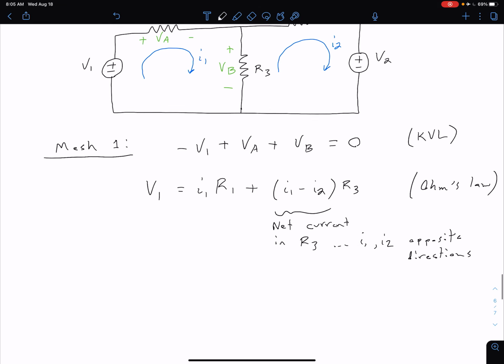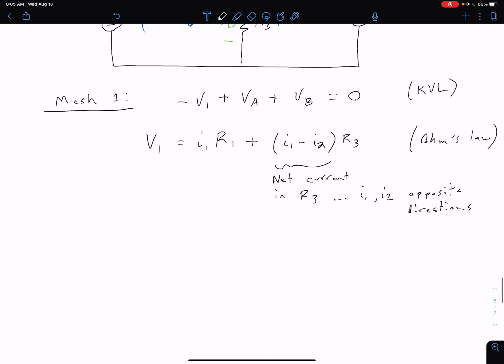Okay, so from here what we can do is collect terms to clean this up a little bit to make our solution process a little easier later on. So we can just say V1 is equal to I1, which is multiplied by R1 in the first term, and it's multiplied by R3 in the second term, and that's all of our I1 terms, and then we have a minus I2 times R3. So this would be sort of our equation 1. Sometimes I like to label these, so we could call this equation 1, and that's going to be useful as we go back to solve.